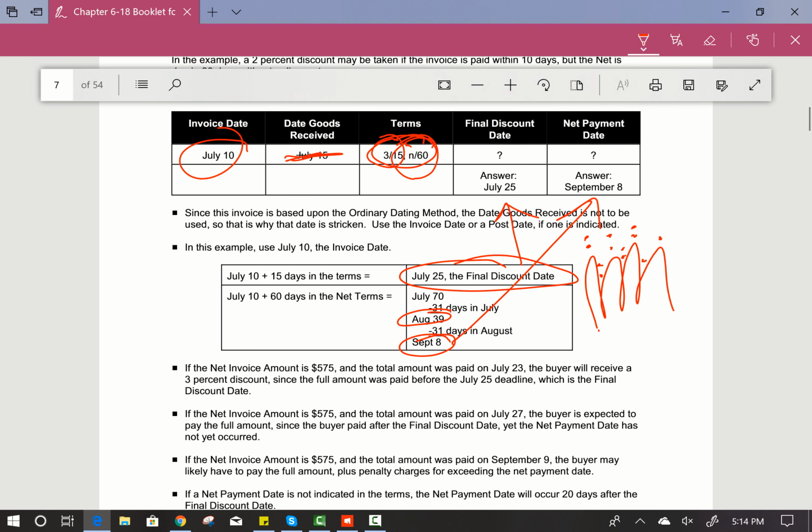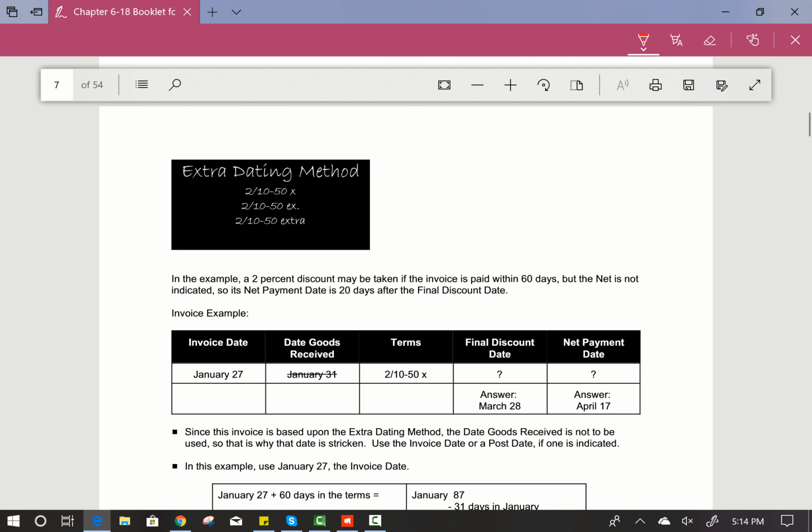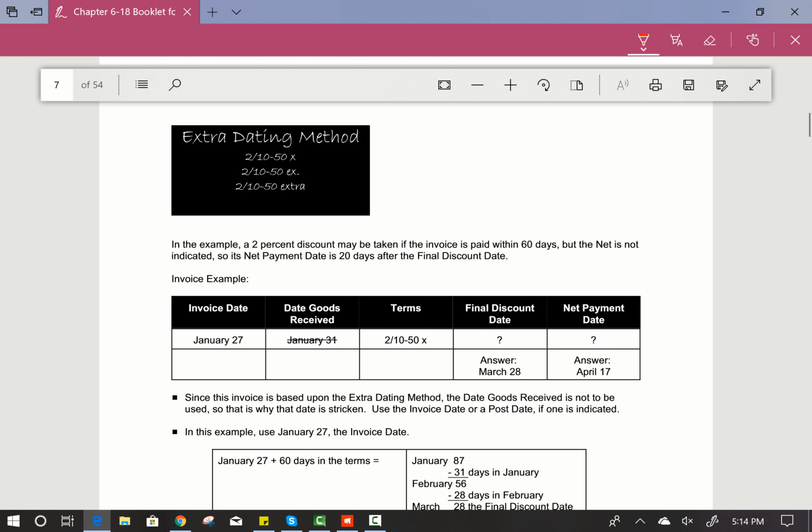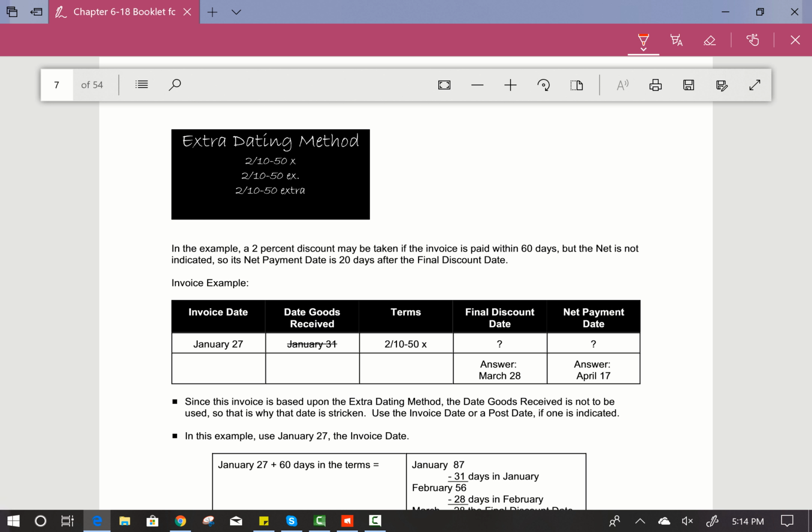We're going to move to the next type of dating method, which is the extra dating method. Extra dating method can be identified with a 2% discount if taken within 10 plus 50 days, which equals 60. And it may have an X out to the side of it. It could be a 2% discount within 10 plus 50 days to give us 60 days extra with an EX, or 2 with a 10 plus 50, which is 60 days with the word extra. That's how you identify the extra dating method.